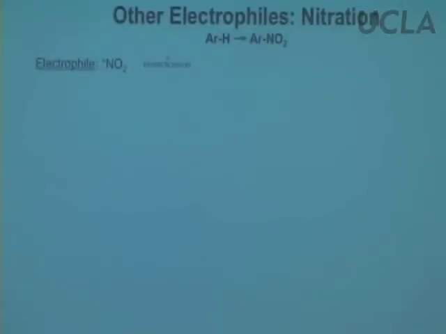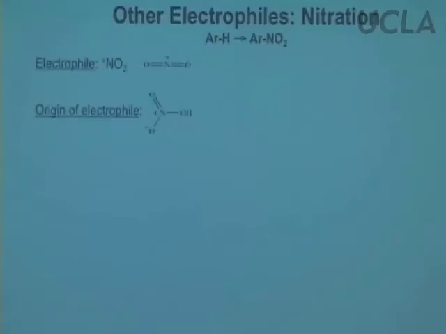Where does that come from? Well, there's a couple of places you might think about it coming from, but especially if you're thinking about chemistry on a really big scale, an industrial scale, where you're going to try to use things that are cheap, nitric acid, that's nitric acid. That's a good source. Now, how do we go from nitric acid to NO2+? We have to take away an OH group.